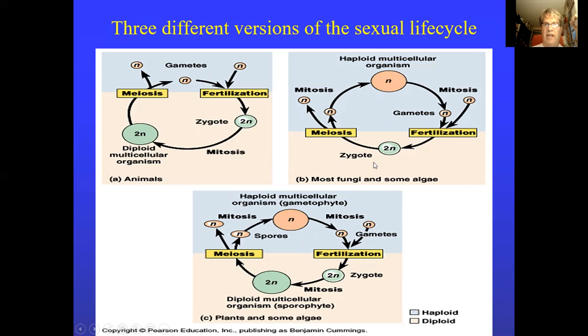Right, and then fungi and some algae do some other things. For example, the main multicellular organism is haploid, right? And then they'll produce gametes by mitosis, fuse them together, fertilization. They'll make a zygote. The chromosomes will be rearranged and so on and so forth. And then they'll go through meiosis and germinate into a new multicellular organism. So the main organism is actually haploid. The diploid form is just one cell, the zygote.